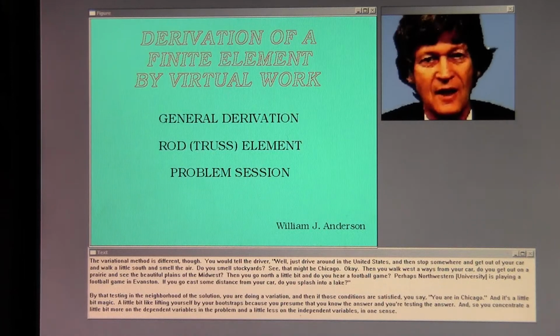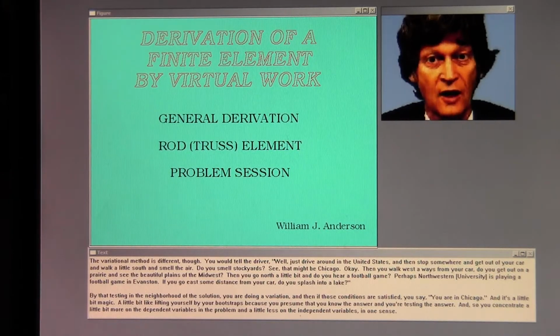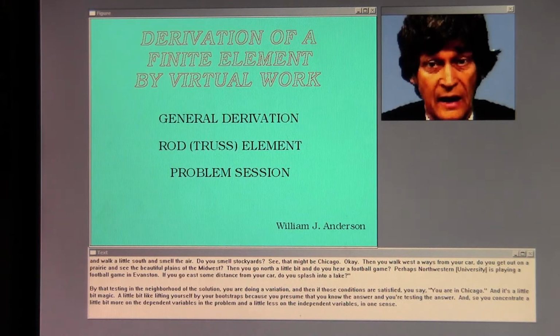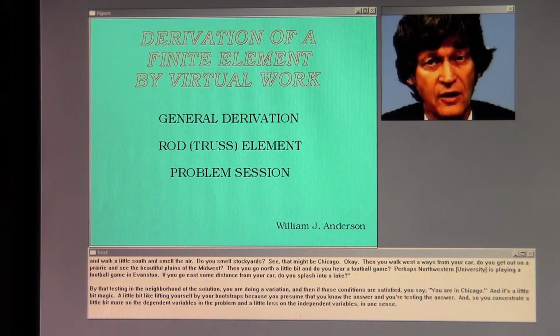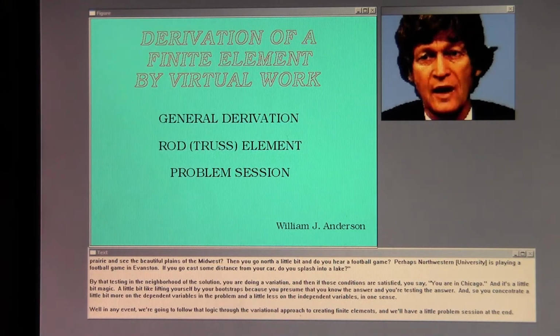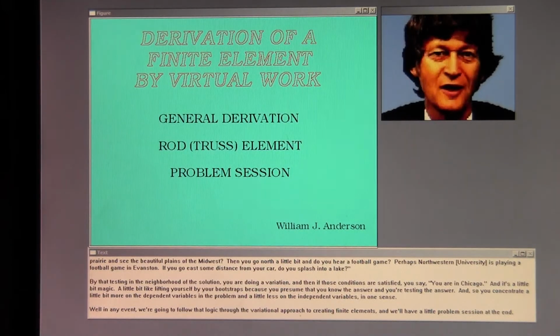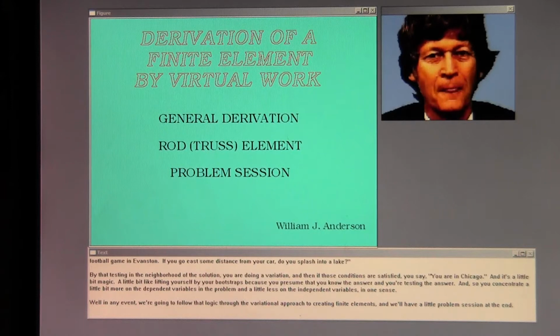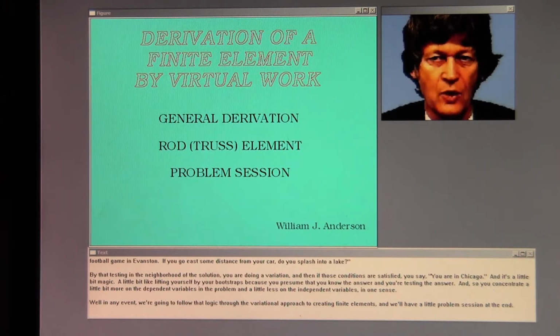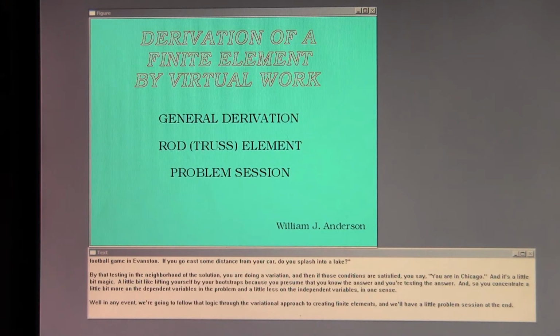Now, by that testing in the neighborhood of the solution, you are doing a variation, and then if those conditions are satisfied, you say, you are in Chicago. And it's a little bit magic, a little bit like lifting yourself by your bootstraps, because you presume that you know the answer and you're testing the answer. And so you concentrate a little bit more on the dependent variables in the problem and a little less on the independent variables in one sense. Well, in any event, we're going to follow that logic through the variational approach to creating finite elements, and we'll have a little problem session at the end.